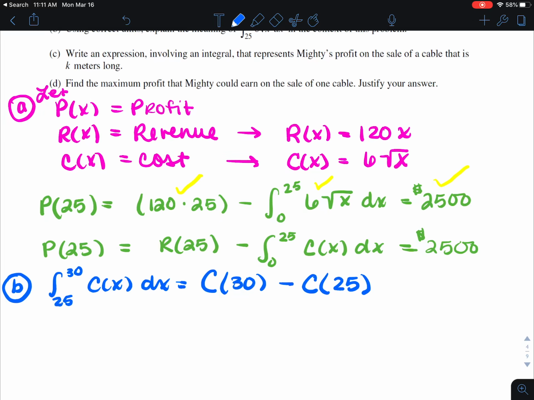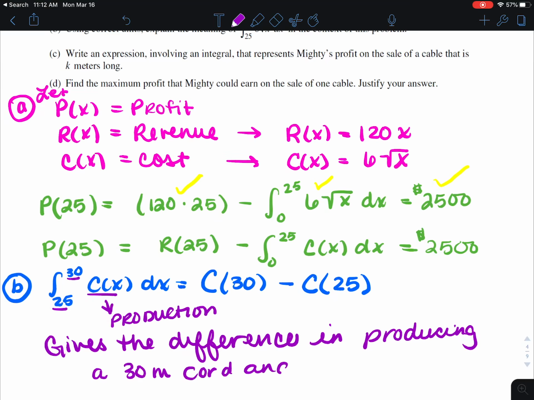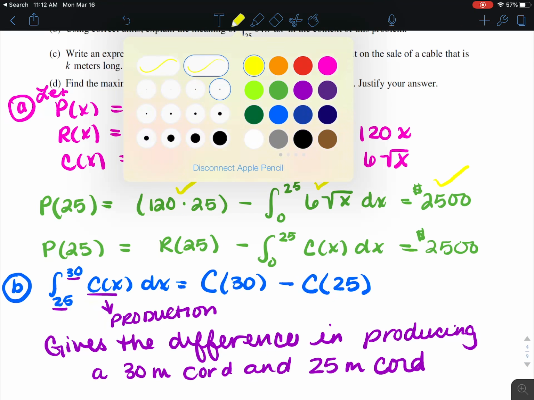And so when I think about what these limits mean, 25 and 30 represent the length of Mighty's cable cords. The cost is the cost to produce them. This is a production cost. So it makes it easier then to write our statement because it gives the difference in producing a 30-meter cord and a 25-meter cord. And so this was only 1 point, just being able to identify what the context actually is.